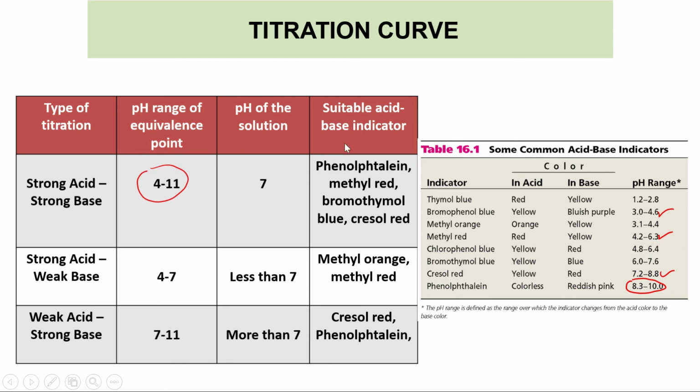So the key on how to choose the suitable acid-base indicator, first thing first, you must look at the pH range of the indicator, and then you have to make sure the pH range of the indicator lies within the pH range of the equivalence point. Simple? Yes. Okay, so hopefully after watching this video, you are able to select or identify the suitable acid-base indicator for each type of titration curve given.